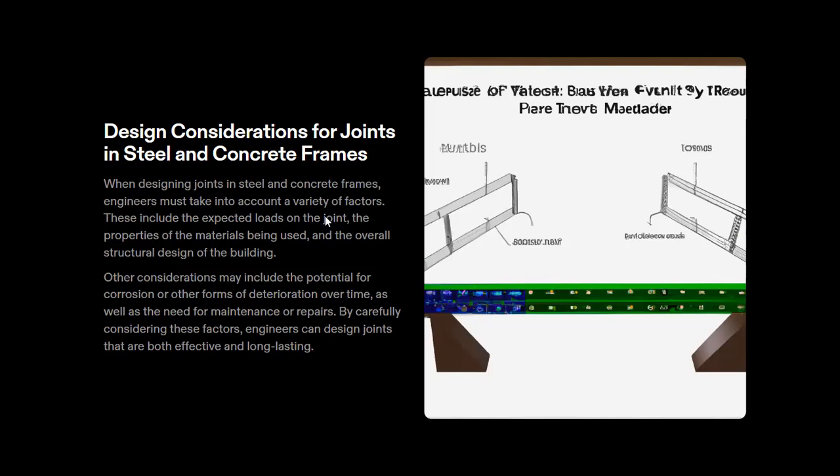By carefully considering these factors, engineers can design joints that are both effective and long lasting. These are the design considerations for joints in steel and concrete frames. From the design point of view, this is very important for steel and concrete frames.